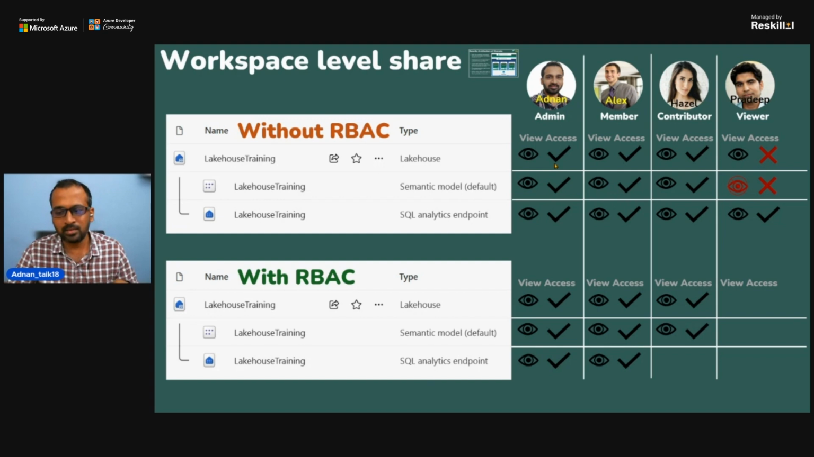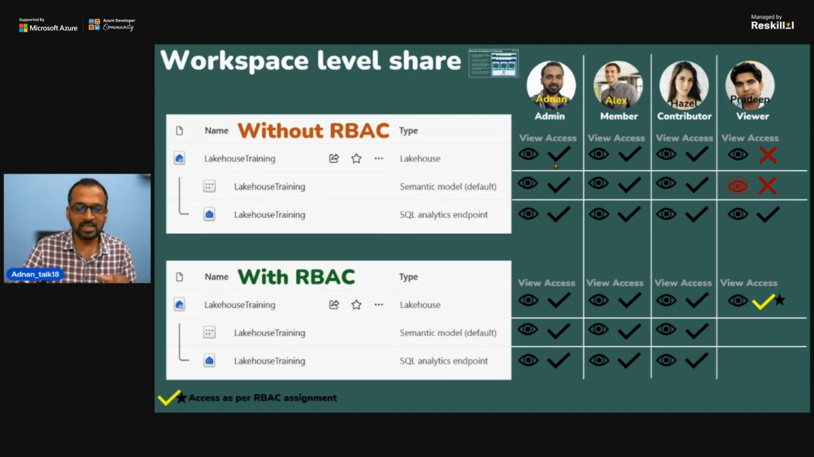Similarly for Hazel also, she can do everything. Now, when it comes to viewer, Pradeep here, with the role-based access control, can view this lakehouse and can access the lakehouse, but there is a star here. What it means is access as per role-based access control assignment. I'm going to show you how we can do that after this slide.